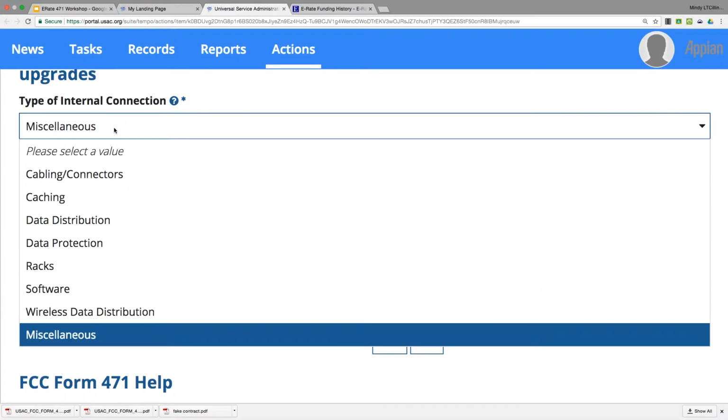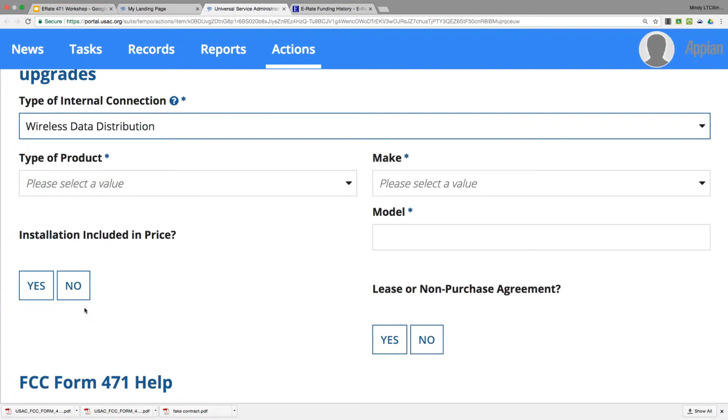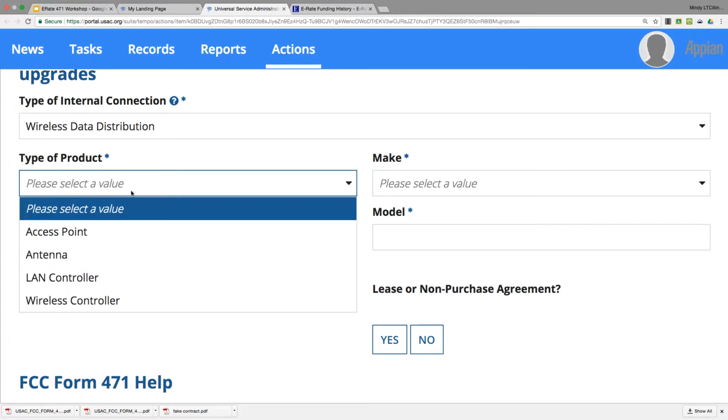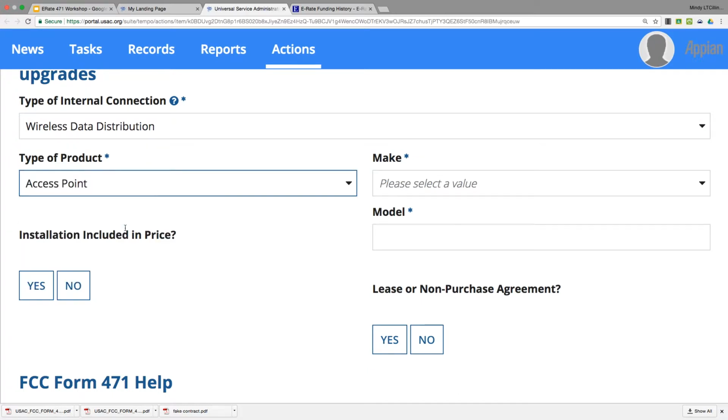So now I'm going to go back up here to the top for our example. I am going to go with the wireless data distribution, and I am going to pick an access point. Then right here it says, is installation included in the price? So if you are paying your company and they're coming to put it in and it's not broken out, but they're going to install everything for you, you can say yes. If it is broken out in a subset, you'll have to do miscellaneous and then installation. If they're not installing it at all and you're the geeky person who can plug in and do all of your network, you can say no.